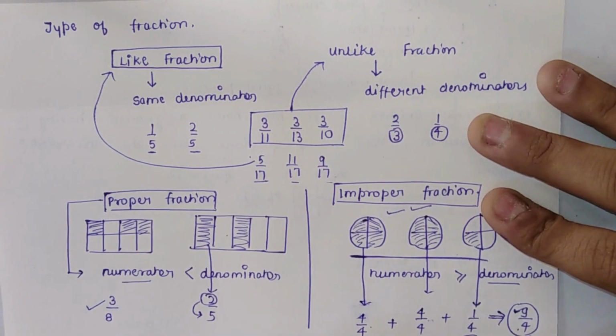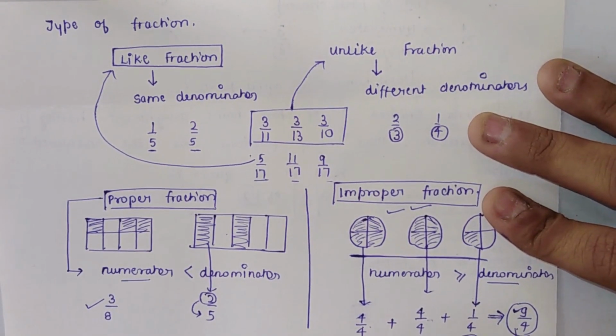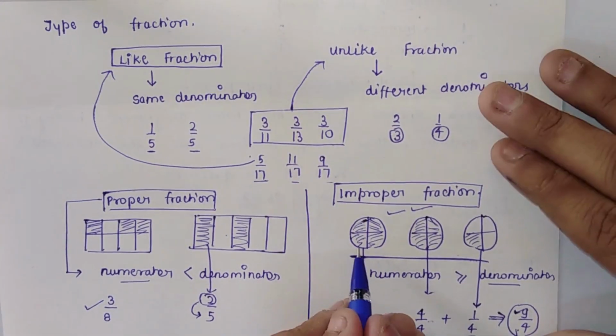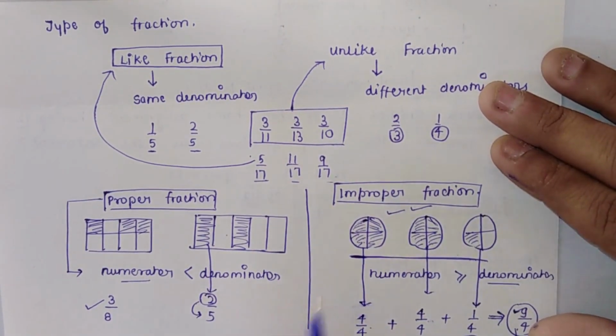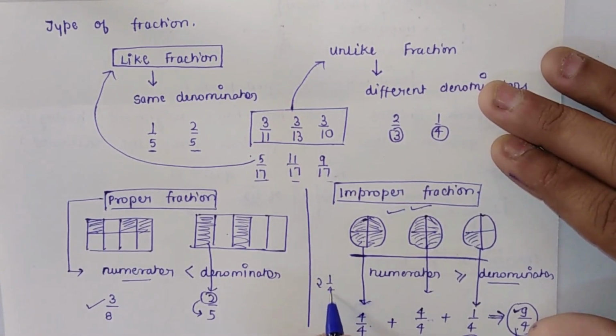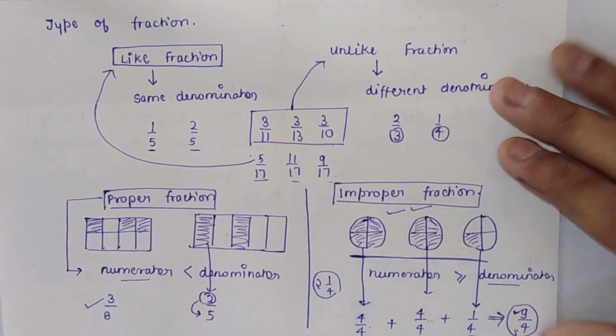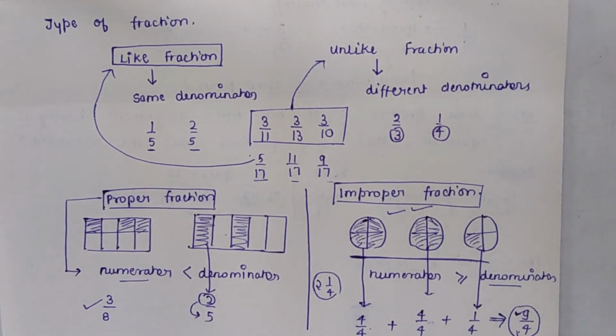And you can also write an improper fraction in mixed form, because you can see here 2 complete figures are shaded, so we can write 2 whole and 1 out of 4 is shaded. So this is how a mixed fraction is written. We'll cover mixed fractions in the next part.